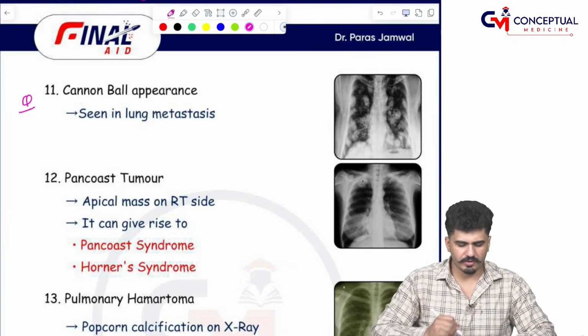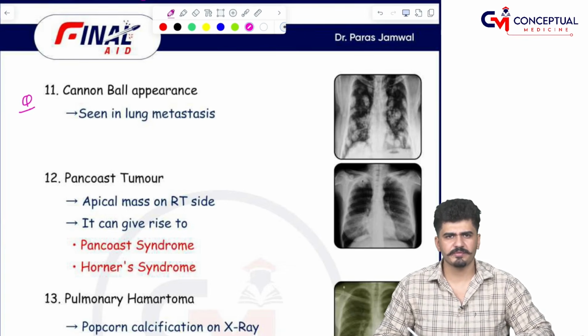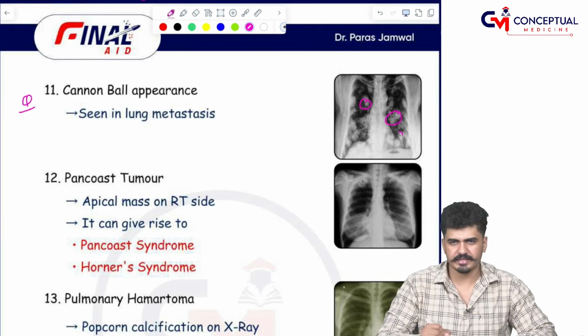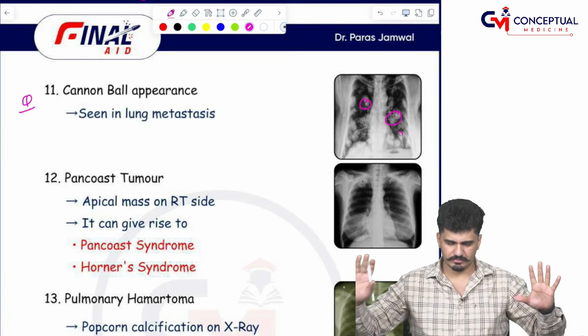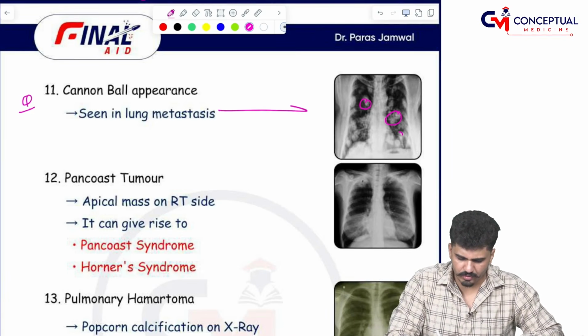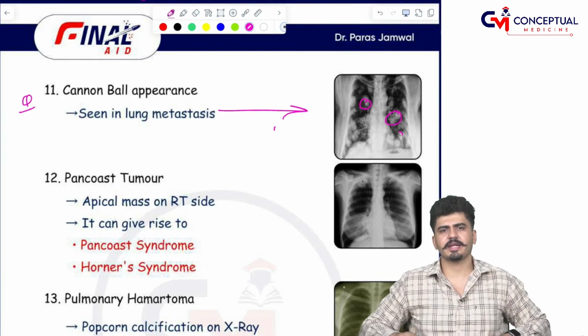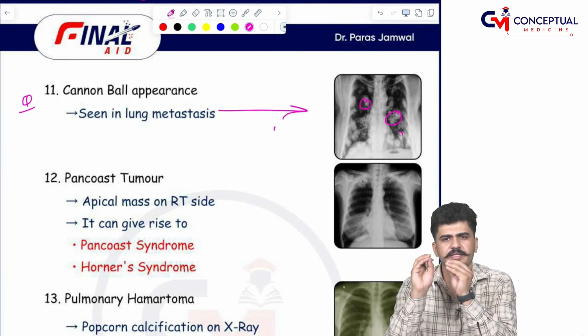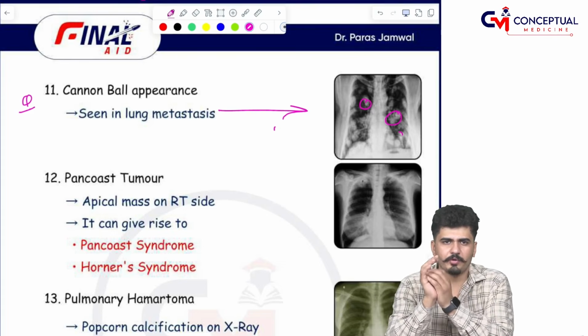Now coming to the next finding you are going to see in the respiratory system, and that is going to be the cannonball appearance, sir. Cannonball appearance. My dear friends, cannonball appearance. Why is it seen so? Any cancer in the body, if it goes to the lungs, it will form these cannonballs, irrespective of anything. Any cancer metastasizing to the lung will show us a cannonball appearance.